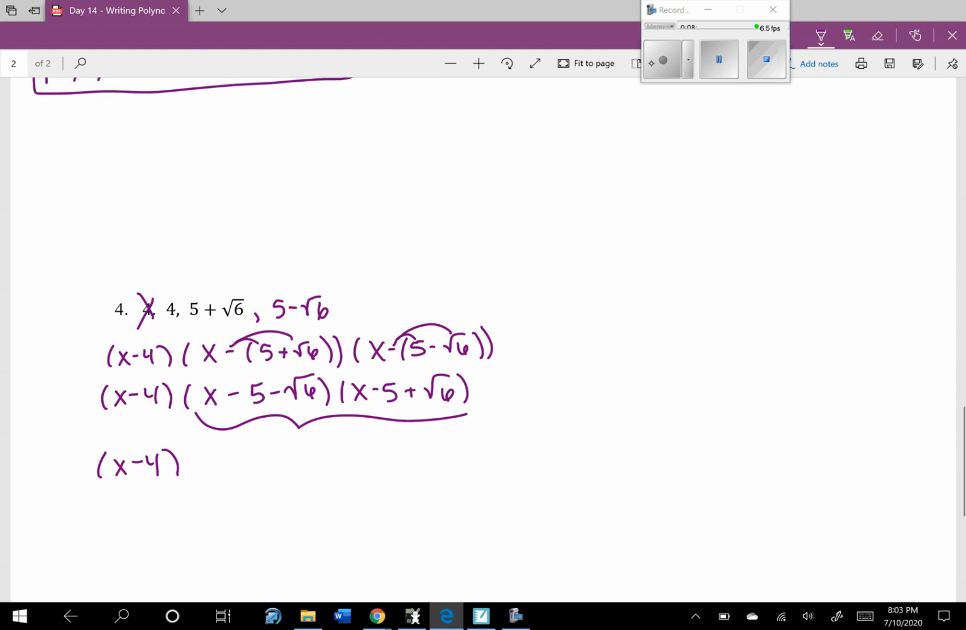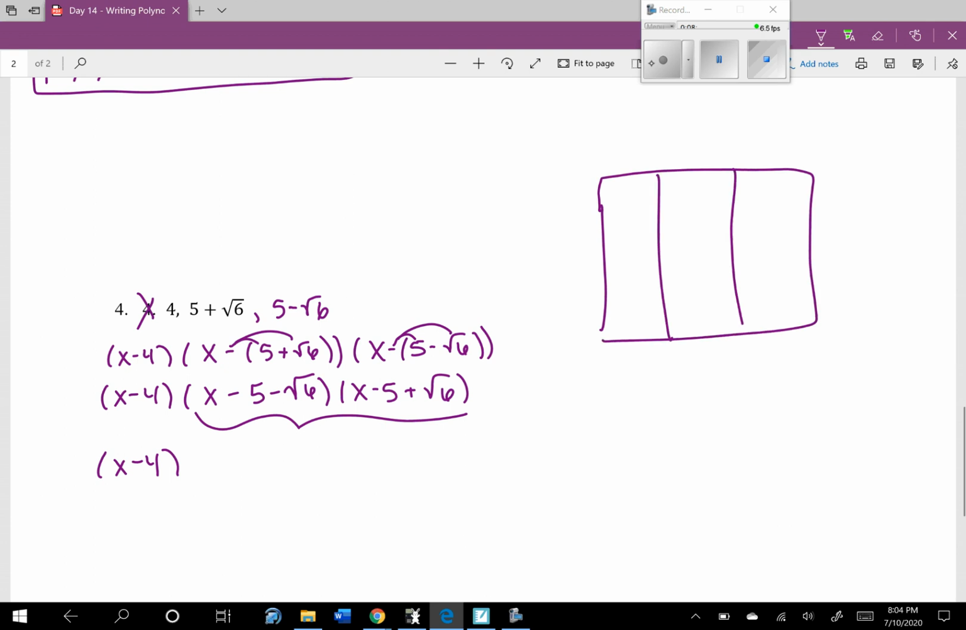If you have a hard time FOILing this out with the three terms, remember you can always make a box to help you. That's perfectly okay to do. If I make a box, we have x minus 5 minus root 6 and x minus 5 plus the square root of 6. So x times x is x squared. Then x times negative 5 gives me minus 5x. X times negative root 6 is negative x root 6, because this does not have a radical, so it stays in front of the radical. It doesn't go underneath. You don't multiply it with that unless it has a radical.